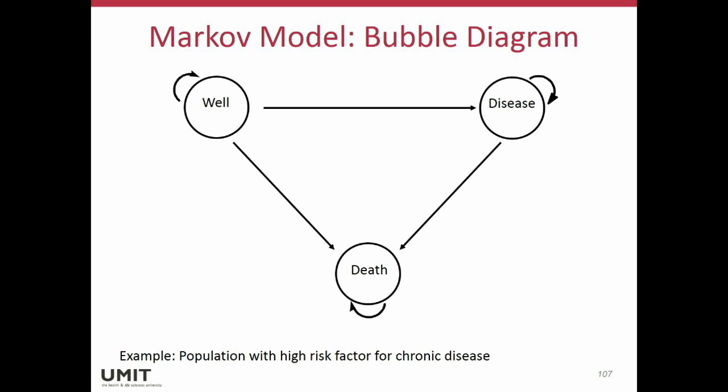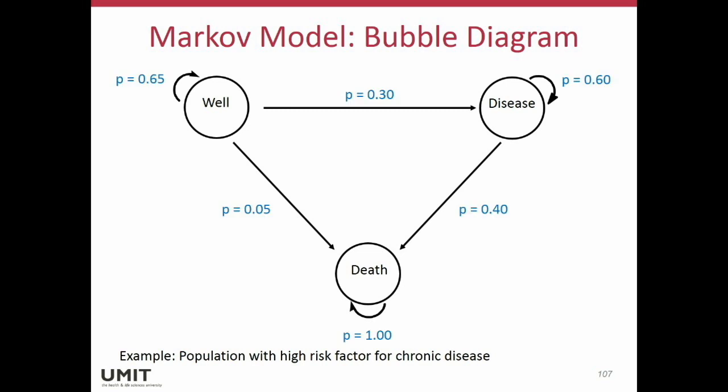Is there something missing from your perspective? The arrow from diseased to well. There is no arrow from diseased to well. That's true, but this is on purpose since it is a chronic disease. So this is what we defined: if people have the disease, they will always stay in this health state, disease. But good catch.